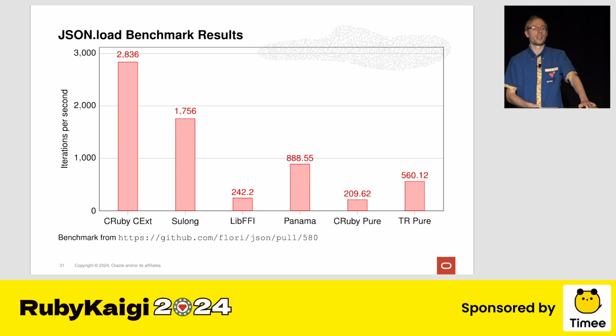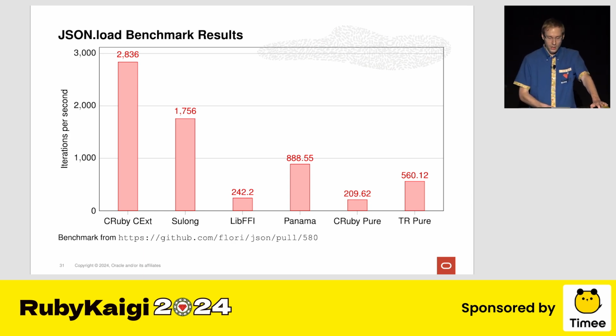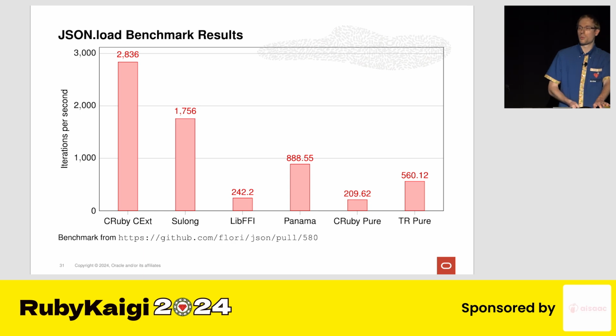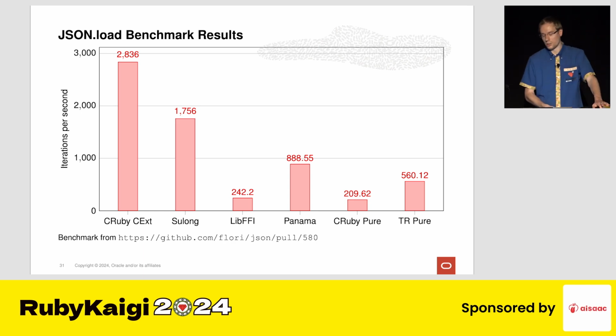If we look at the other side, we can try to deserialize some JSON to parse it. On CRuby it's about 3,000. On Sulong, it's already closer, something like 2,000. On Panama, it's like 1,000. And there we see, okay, we can have a pure Ruby variant here, but that seems harder to optimize, so it doesn't work that well, and we would need more work to make it faster. But for now, it seems like the C extension is actually faster, even on TruffleRuby.